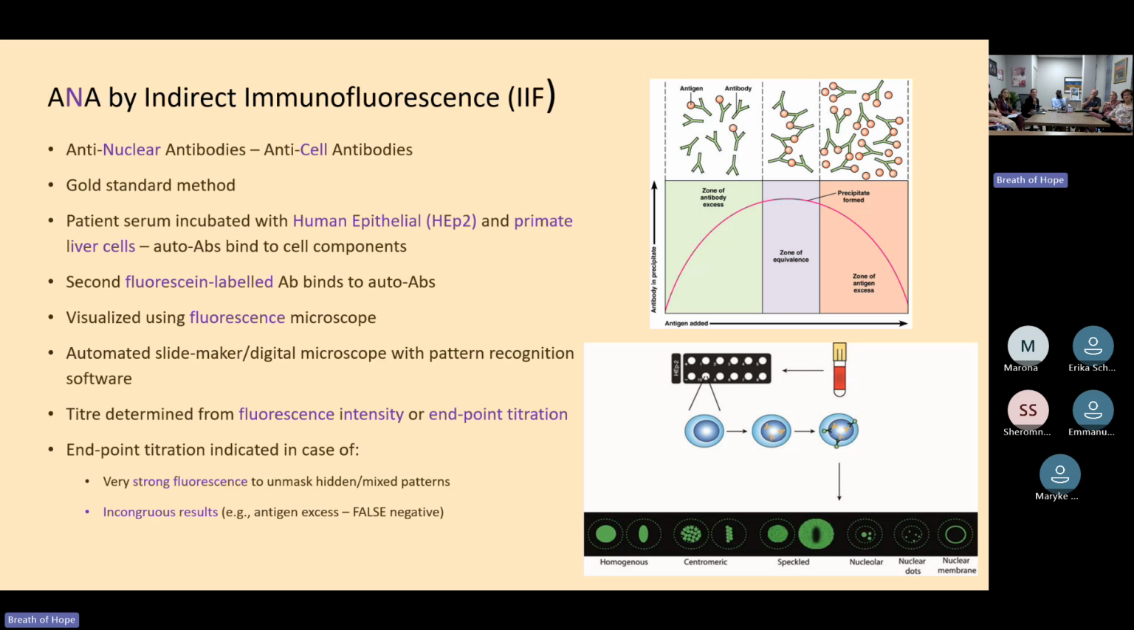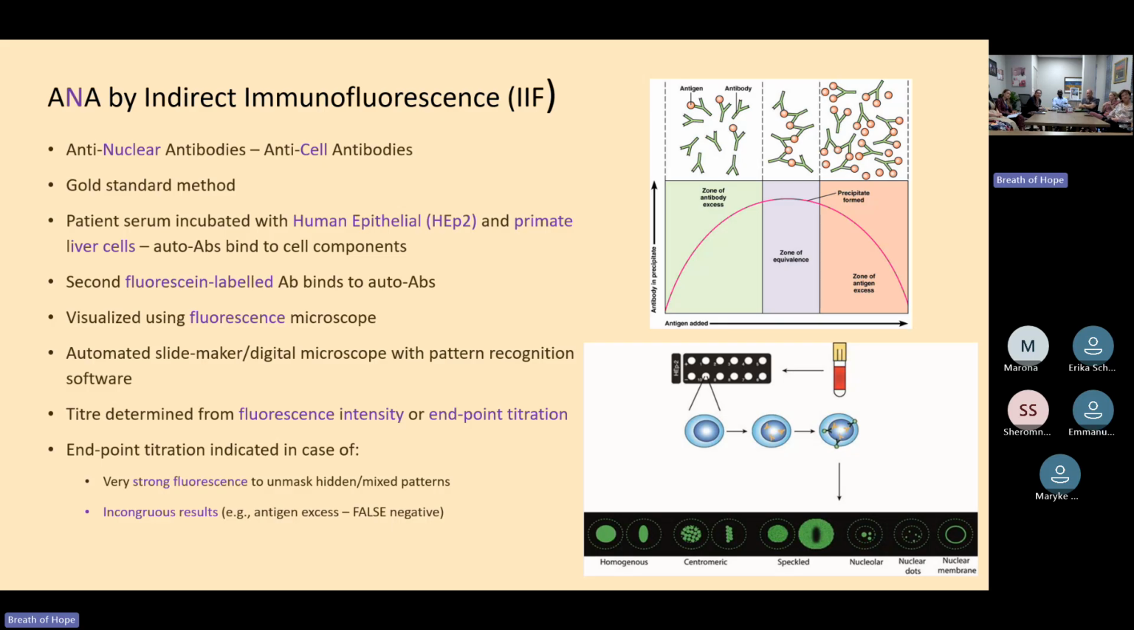The other reason you might want to do further titers is, for example, if your results don't agree, especially if you have previous results, and let's say it was a very strong nucleolar pattern, and now it's saying negative, and you can't see much, then it could be a question of antigen excess.